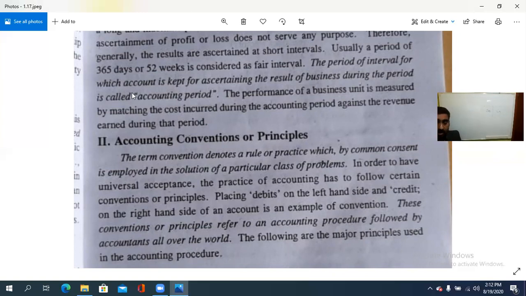The term convention denotes a rule or a practice which by the common consent is employed in the solution of a particular class of problem. So in such a case, placing the debits on the left hand side and placing the credits on the right hand side, it is a practice. It is a rule also. So that is called a convention. So these conventions or principles refer to an accounting procedure followed by accountants all over the world.